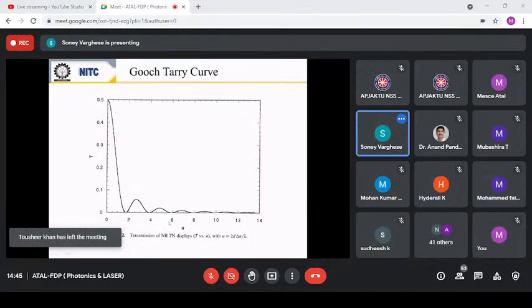You can see that if you decrease its thickness, the transmission starts increasing. So usually it is coming around less than 5 micron, around 4 or 3 micron, you will get a better transmittance. So this is based on this Gooch-Tarry curve.